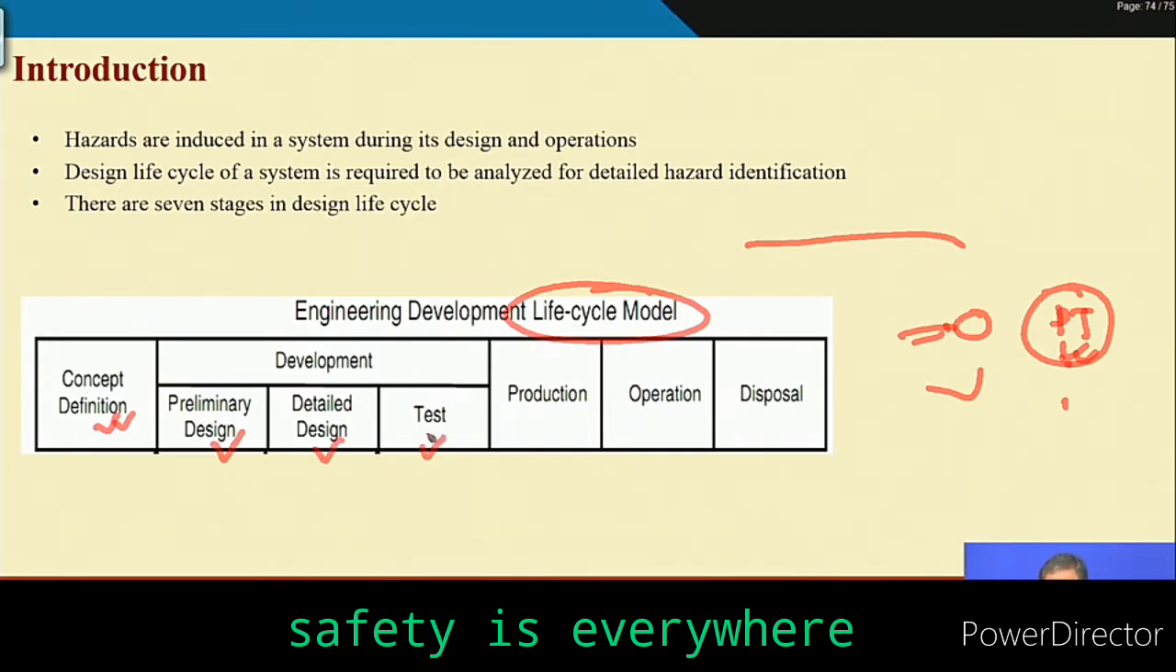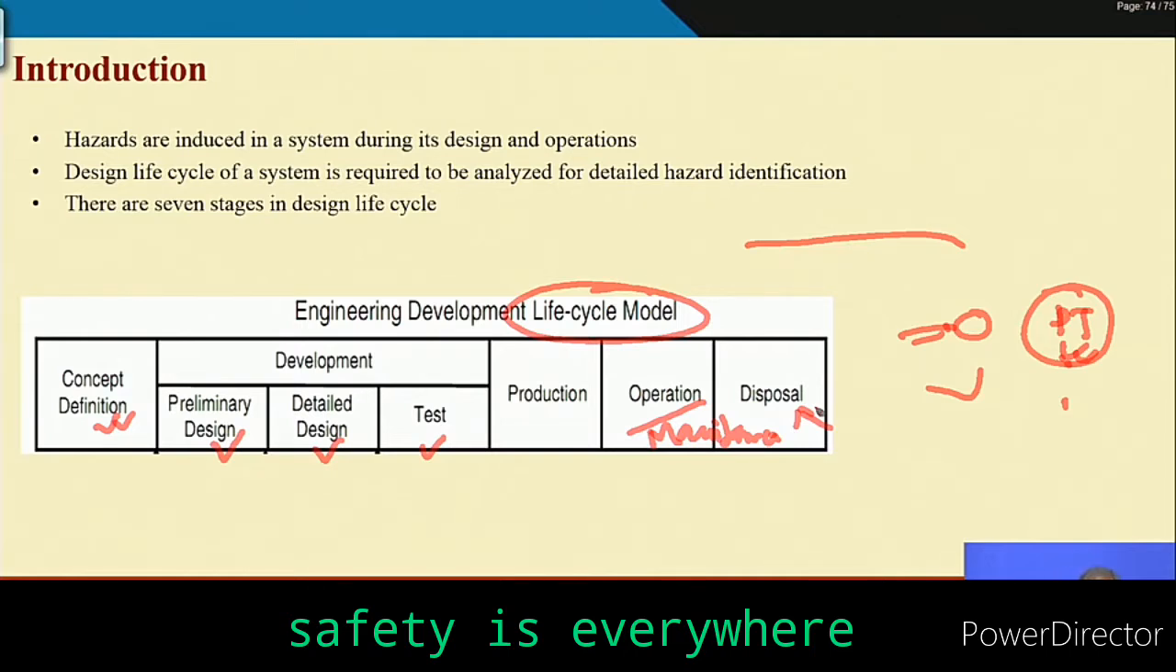Once these things are completed, then come the production and operation including maintenance. Then finally, at the end of the life cycle, the process or the system will be disposed of. So, this is the totality. In the PTD concept, I said design, build, then operation, maintenance, then disposal, the same thing.